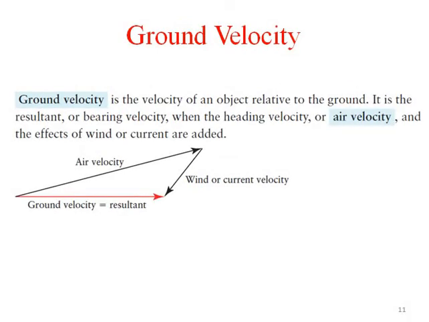Another concept is going to be ground velocity. Ground velocity is the velocity of an object relative to the ground. It is the resultant or bearing velocity when the heading velocity or air velocity and the effect of wind or current are added. So when we add air velocity and wind or current velocity, we're going to have ground velocity or resultant.